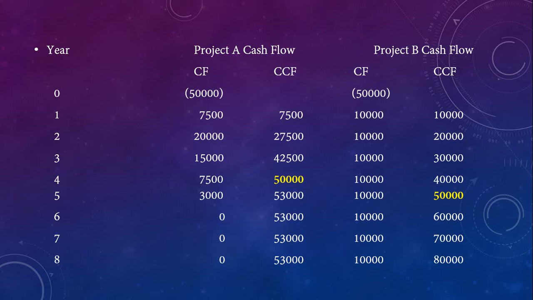So overall cash inflow of project A is 53,000, but in project B, in the periods 6, 7, 8, it is giving a return of 10,000 each year. So total inflow of project B is 80,000. In this method, it ignores the profitability of the project.